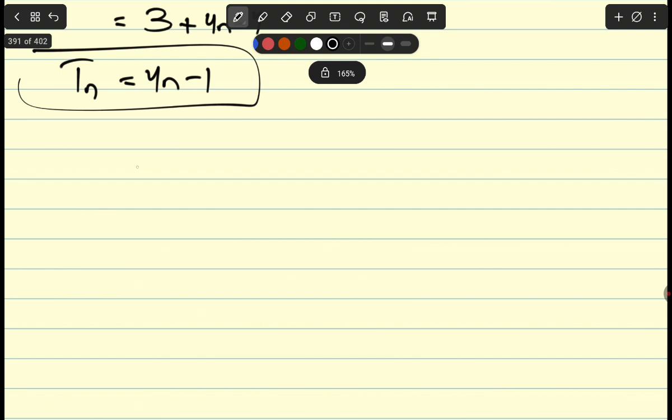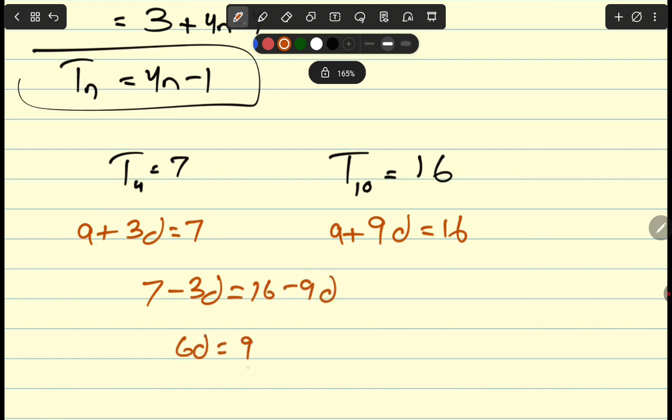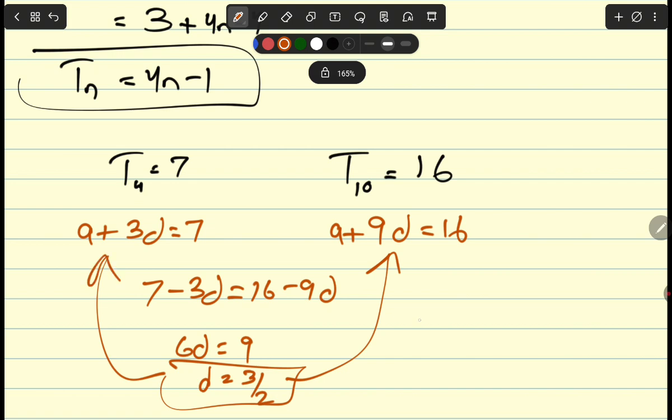Let's say in example 2, the 4th term is given as 7 and the 10th term is given as 16. I want you guys to pause the video and solve it for yourselves. Now, I hope you guys have done it. So the 4th term is going to be a plus n minus 1 times d is equal to 7, and this is also a plus n minus 1 times d is equal to 16. Now solve it simultaneously. 7 minus 3d is equal to 16 minus 9d, which is going to be 6d is equal to 9. So d is going to be equal to 3 upon 2. So the common difference is 1.5, and now substituted back here or here, we are just solving these simultaneously.